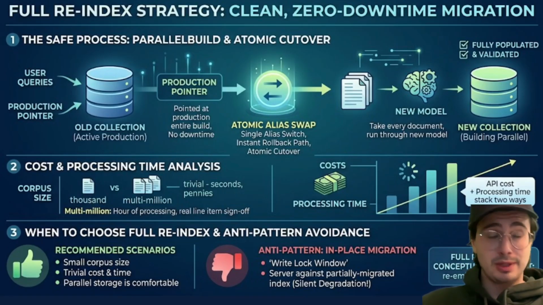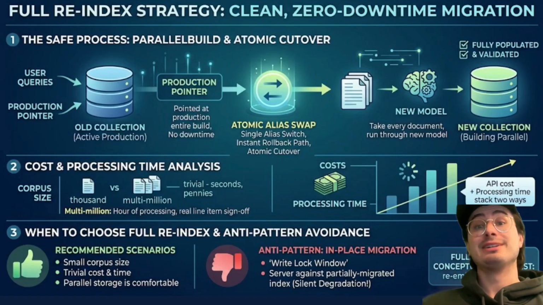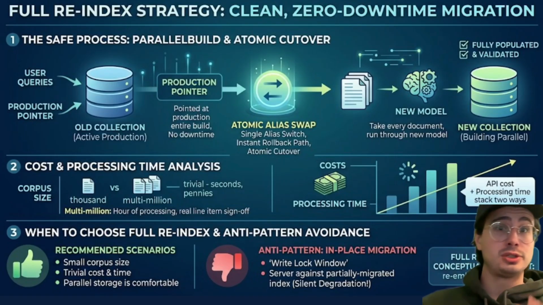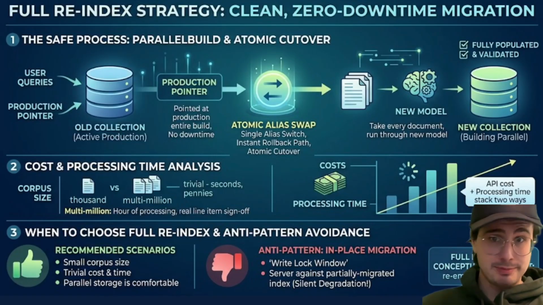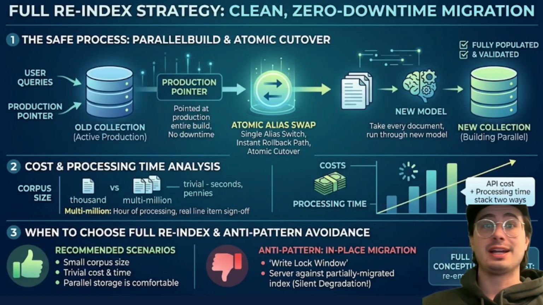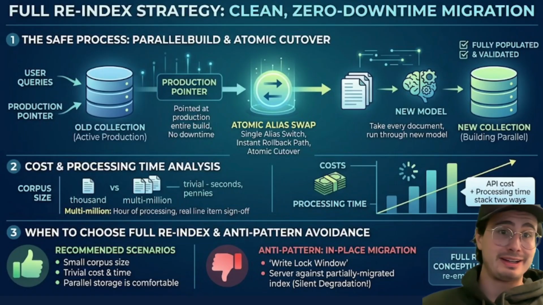Now, the real cost, and where people talk themselves into skipping validation, is that cost scales linearly with corpus size, and it stacks two ways. You have the embedding API cost and the processing time. For a few thousand documents, it's trivial, it's seconds and pennies. For a multi-million document corpus, it's hours of processing, and on a per token pricing model, it's a real line item that'll need sign-off, not a silent background task.